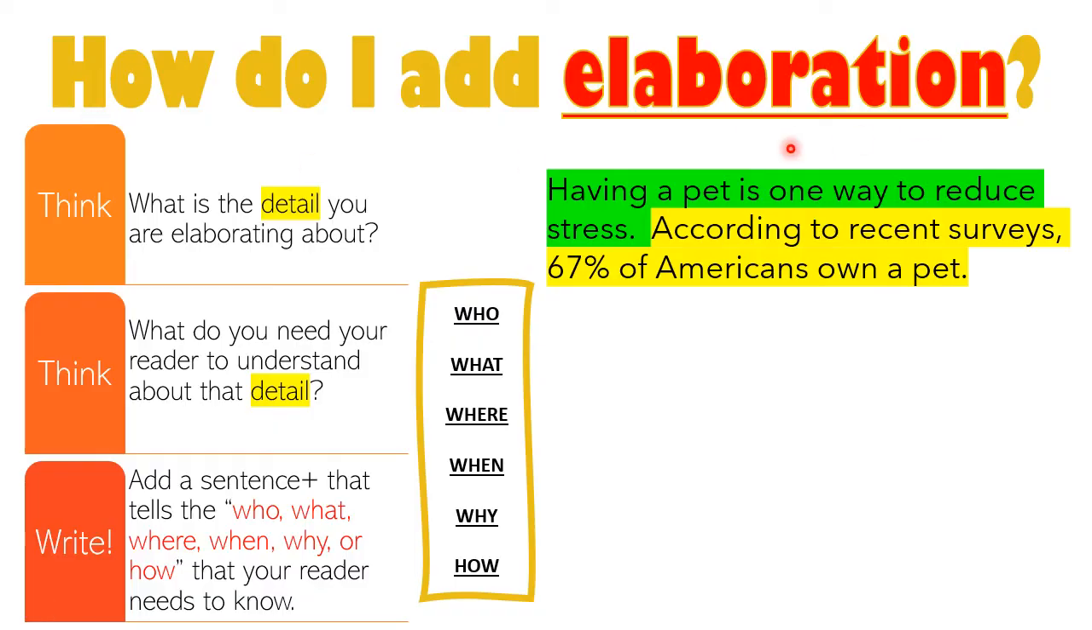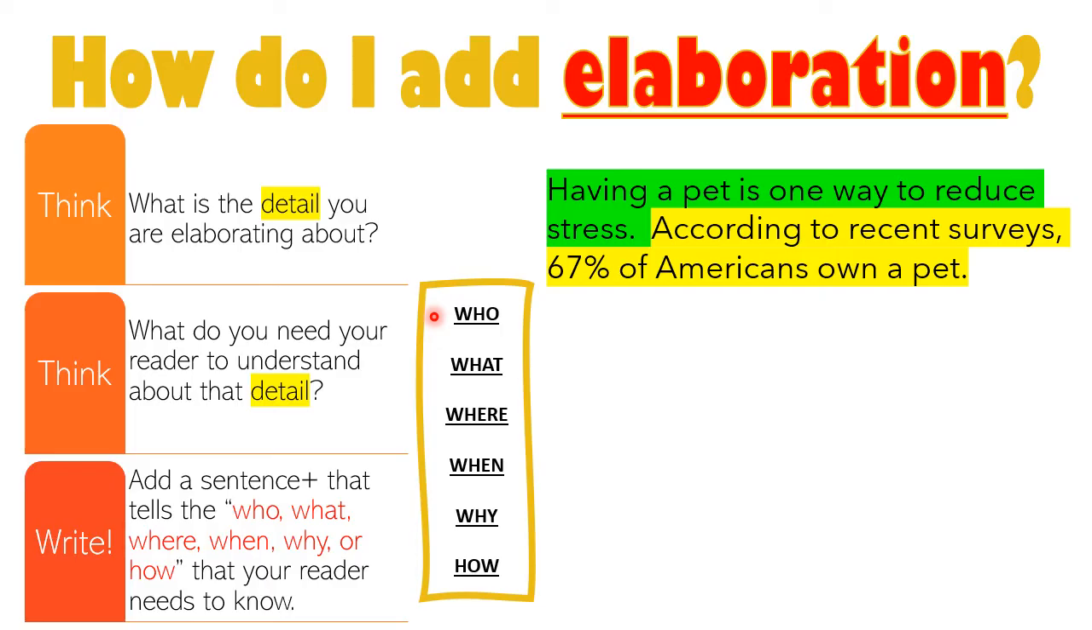So in this paragraph, they are using the topic sentence, having a pet is one way to reduce stress. And then the key detail is, according to recent surveys, 67% of Americans own a pet. So we're trying to teach about pets reducing stress, and the key detail we're supporting is that 67% of Americans own a pet. So I've got to think who I could tell who Americans are.